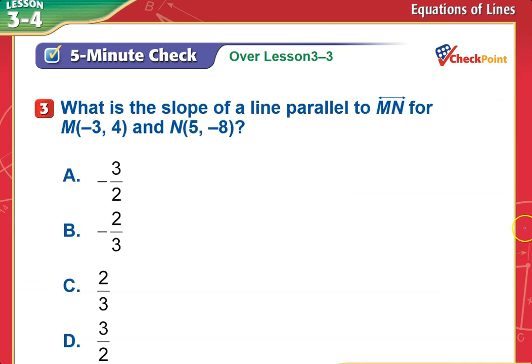Slope of the line parallel to MN. Lines that are parallel have the same slope. So the answer has to be -3/2.